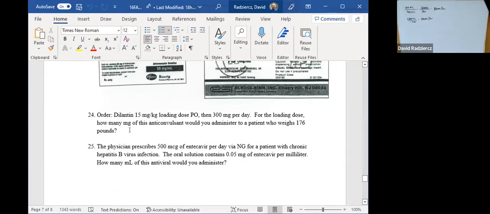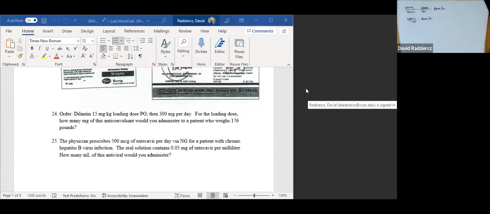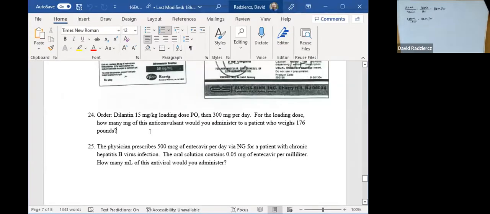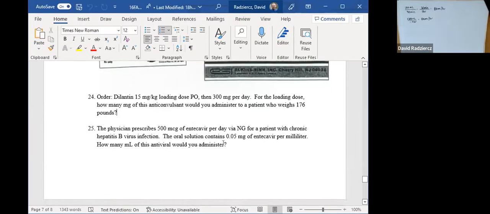24 is a two-step weight-based type question. You're going to take the patient's weight in pounds, 176. You're going to divide it by 2.2, which I believe will give you 80 kilograms. Then you're just going to multiply by 15, and that'll give you the amount for the loading dose. And then lastly, I'll work through number 25.